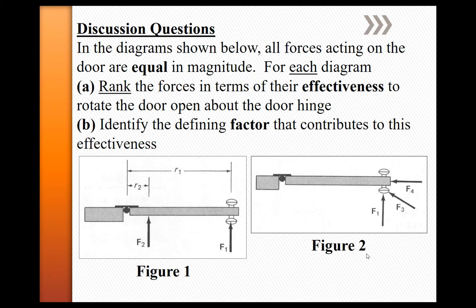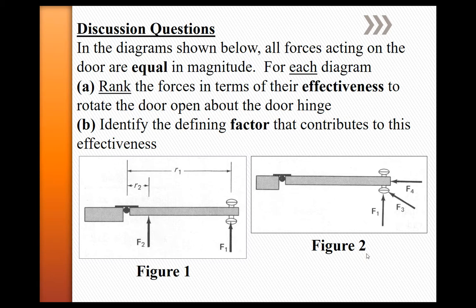All right, so in the diagram shown below, all forces acting on the door are equal in magnitude. So this would be a top view perspective of a door. And it says for each diagram, rank the forces in terms of their effectiveness to rotate the door open about the door hinge, and then identify what's the defining factor that's contributing to whether the force is effective at opening the door or not.